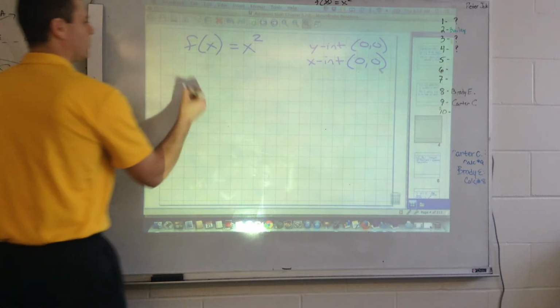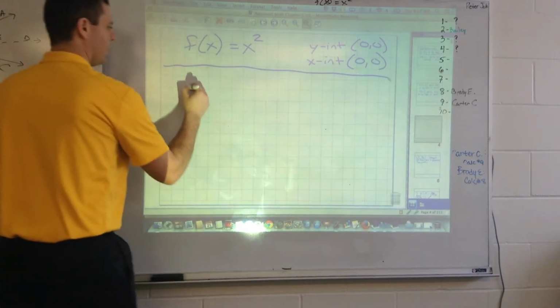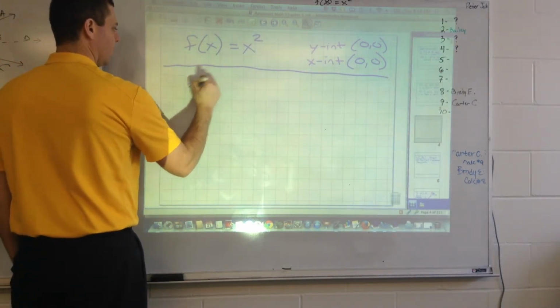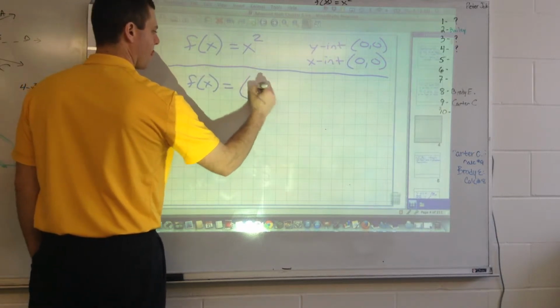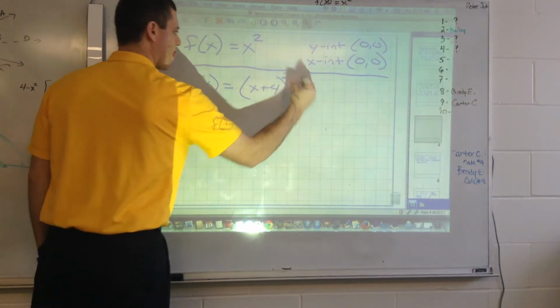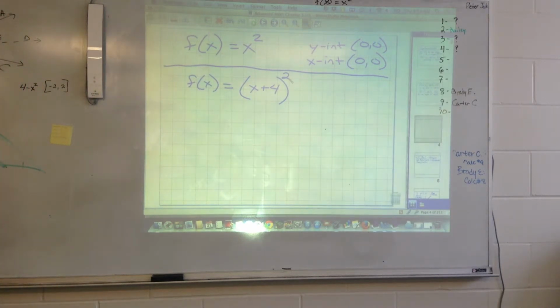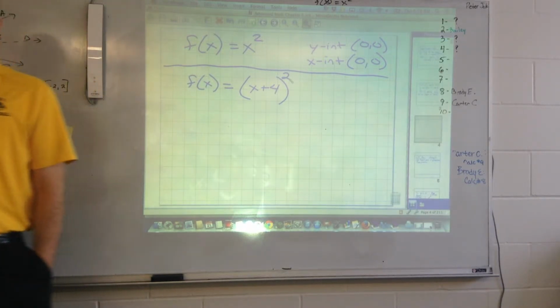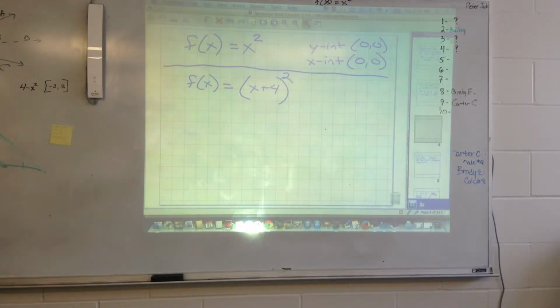Okay, so if I have this, you guys know now what that's going to do to the parent function. Shifts it to the left 4 units. But why? It is opposite, but the way I can show you why it's opposite is for you to just find the x and y intercepts, or specifically the x-intercept.